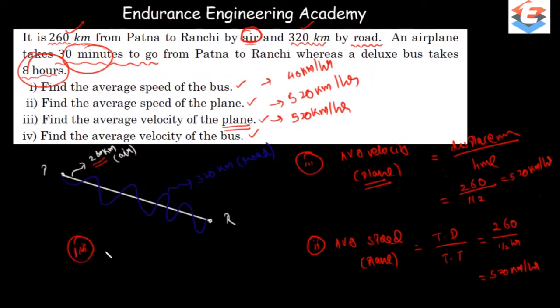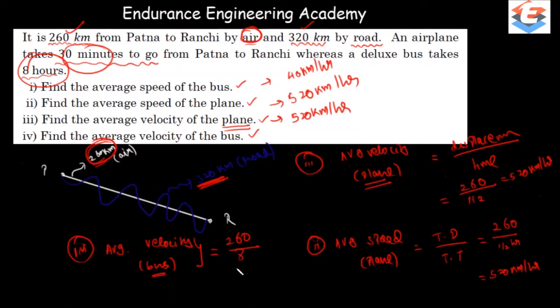Let me take it out, the fourth one. Average velocity of the bus is going to be equal to the total displacement, again, displacement by time. And displacement for the bus is what? See, the actual distance the bus traveled was 320 kilometers, but the shortest distance was 260. So displacement is 260, and how much time has the bus taken to travel? The bus has taken 8 hours.